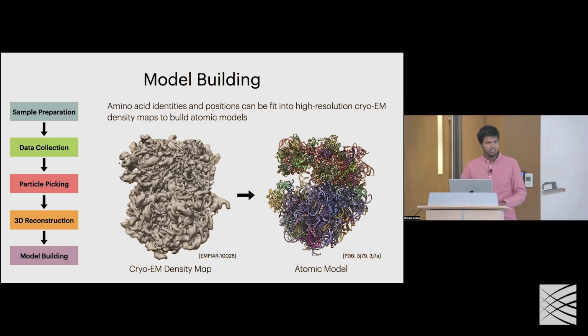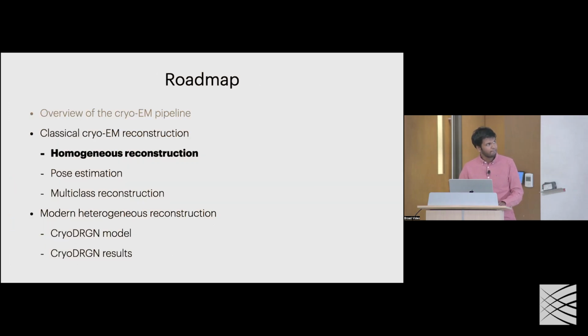And then finally, after usually long processing pipelines, if you achieve a sufficiently high resolution 3D reconstruction, you can then use that to guide building an atomic model, which is typically what gets deposited in a database, such as the Protein Data Bank. Okay, so that's a lightning overview of the cryo-EM processing pipeline. Next, I'll talk about how this reconstruction problem of 2D images to 3D structure has traditionally been tackled.